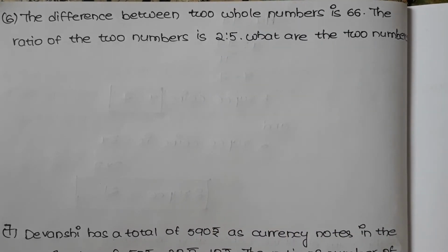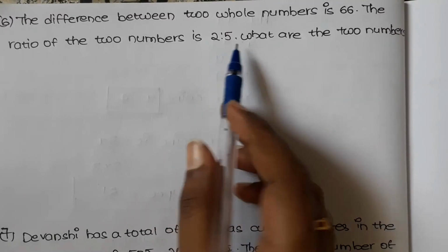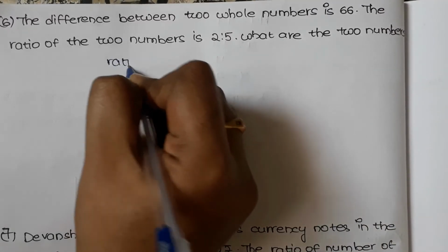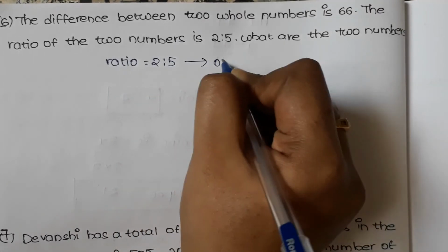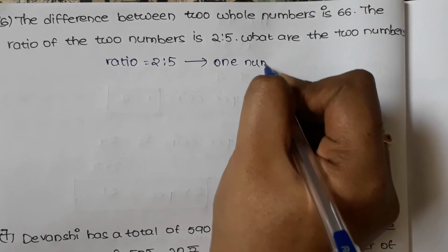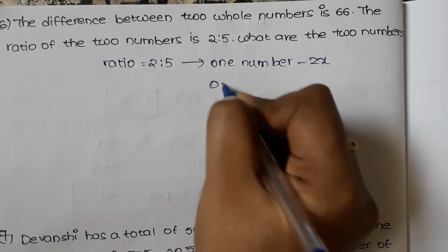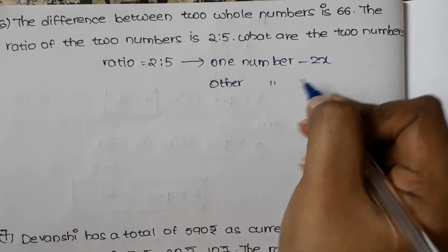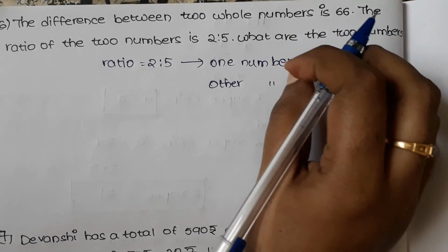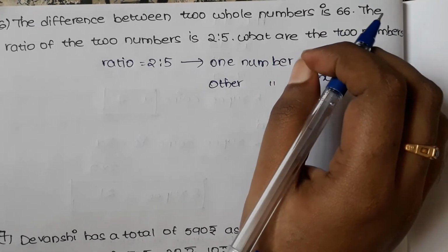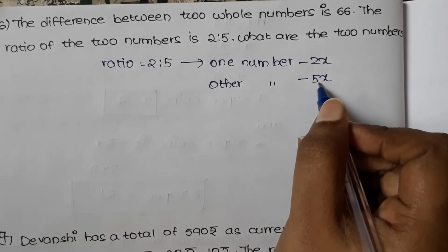Now let us solve this. Here given that the two numbers are in the ratio 2:5, that is one number to be assumed that 2x and other number is 5x.